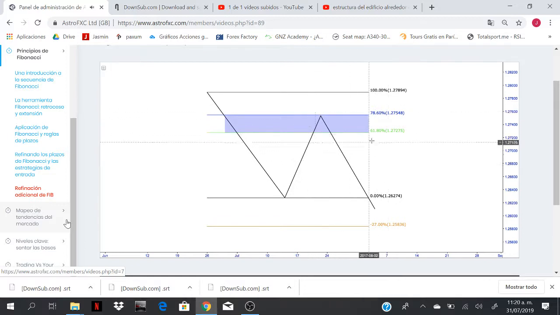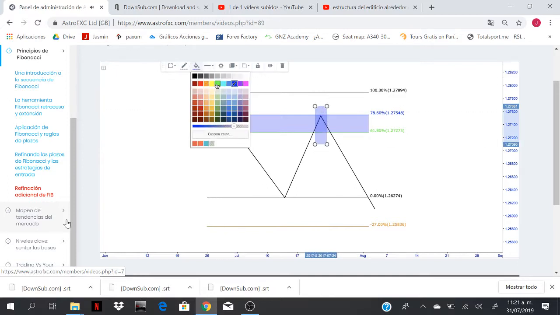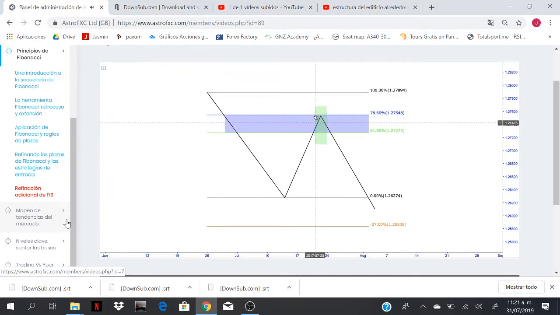What invalidates this Fibonacci is if we put this on a daily time frame, a daily candlestick runs up, and we get a daily candle which closes above. So we've got a nice green candle there. The daily candlestick closes above the 78.6. On that day, this Fibonacci is now invalid. You scrap it.